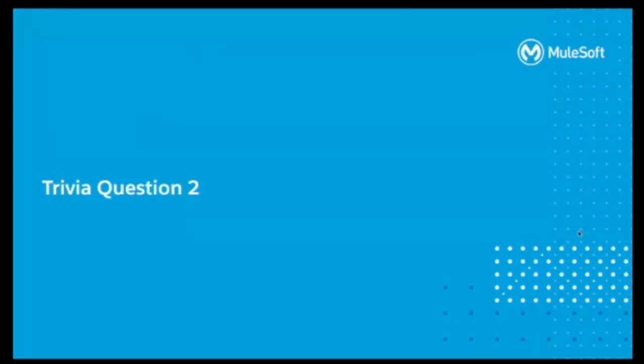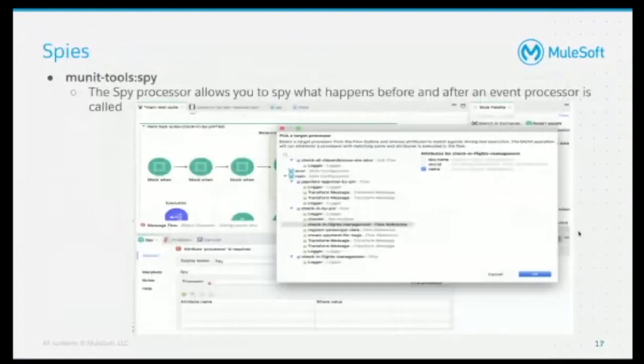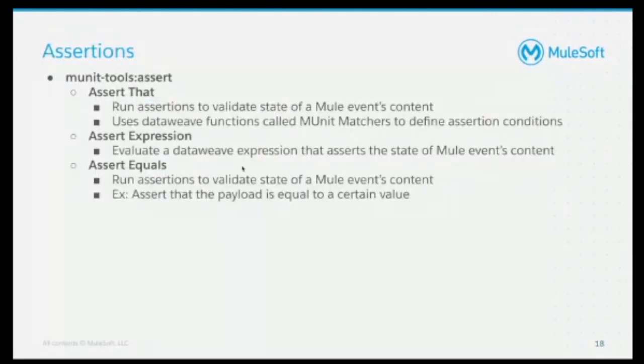Sure, let me go back. I told you there are 3 ways to do the assertions. In the MUnit tools, you have mock, spy, verify call, and you have assert as well. And within assert, there are 3 ways to do the assertion.